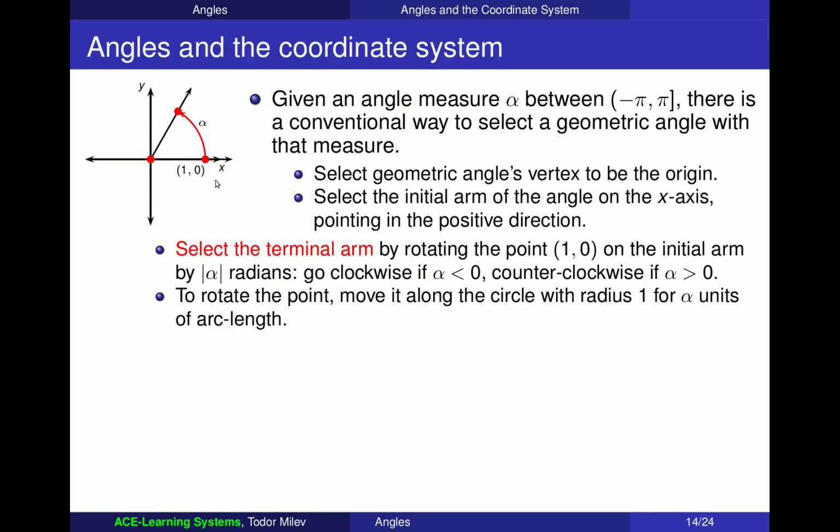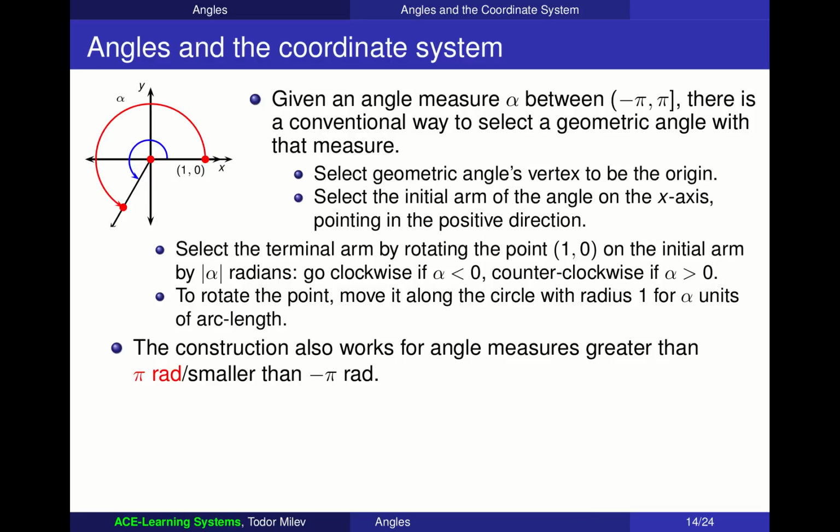Then what we do is, we took that point, we traveled for alpha units along a circle, and we arrived at another point, and that point we use to select the terminal arm of our angle. So we connect it to the origin, and the ray formed in this process, pointing from the origin to that point, is the terminal arm of our angle.